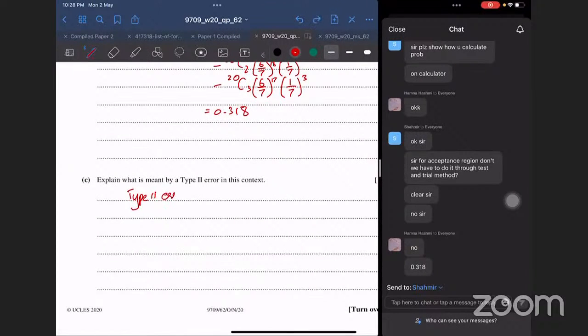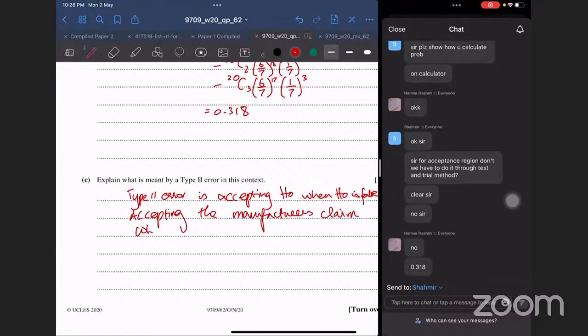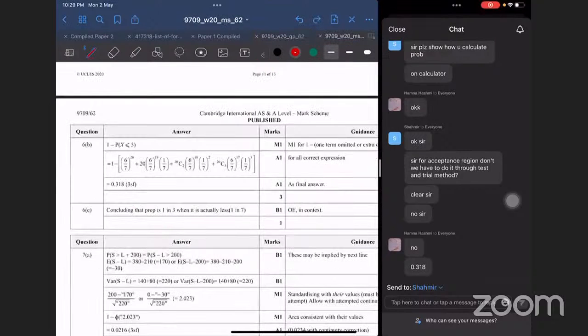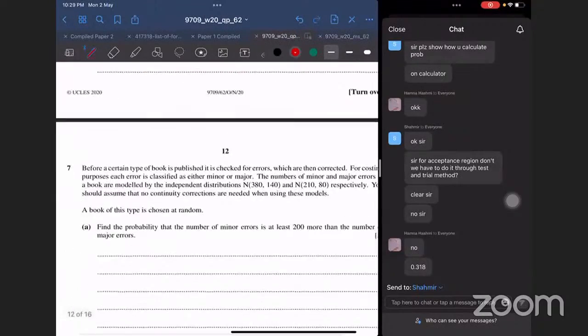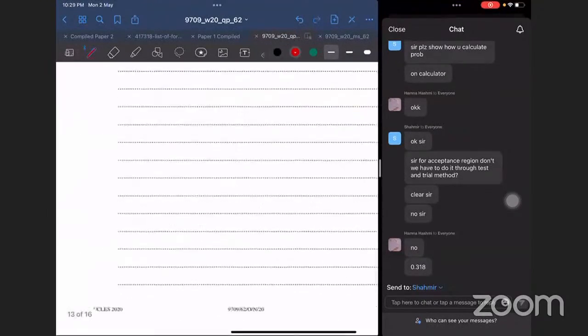Type 2 error is accepting H naught when H naught is false. So it means accepting the manufacturer's claim when it is false. Okay. मैंने in context दे दिया है तो सही बात है. Okay. Okay, I think this is the last question for this exam.